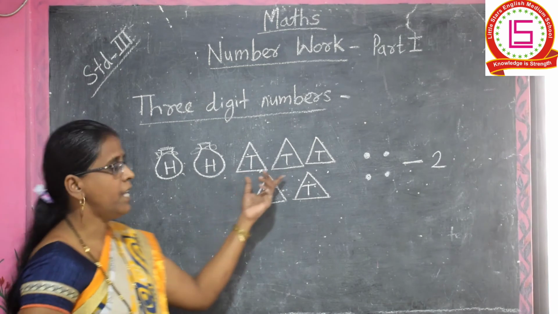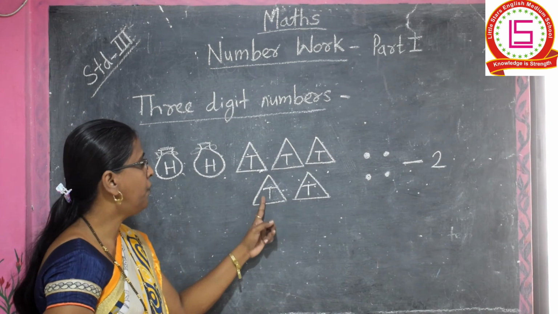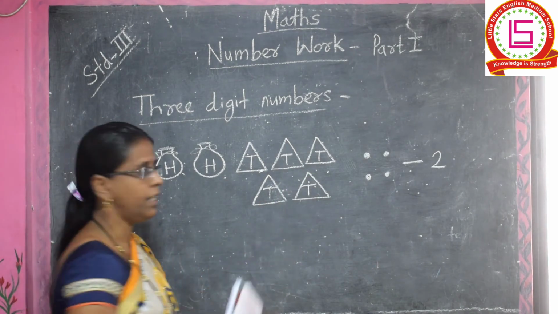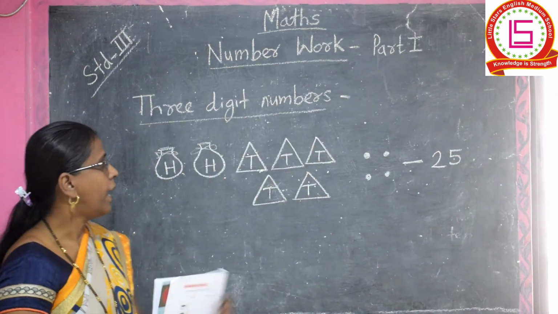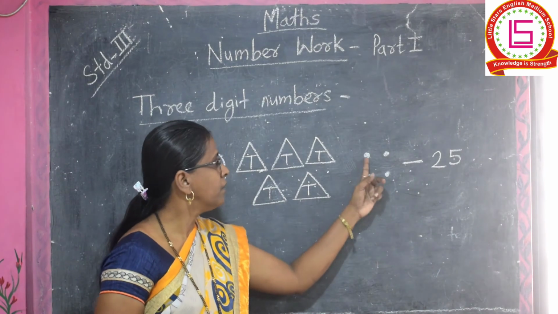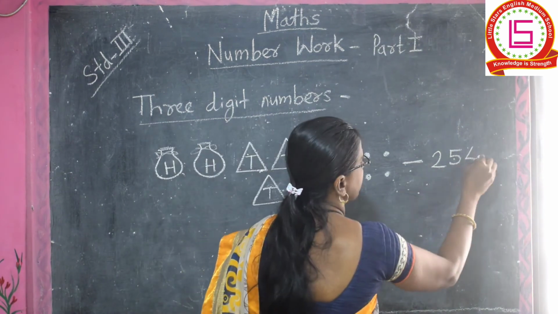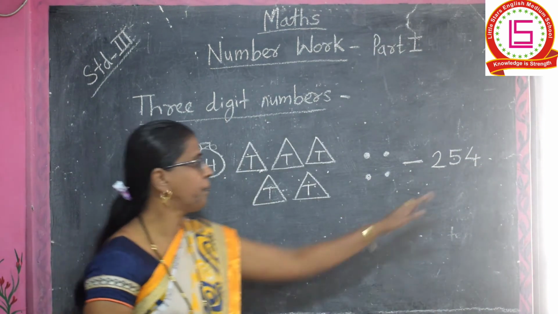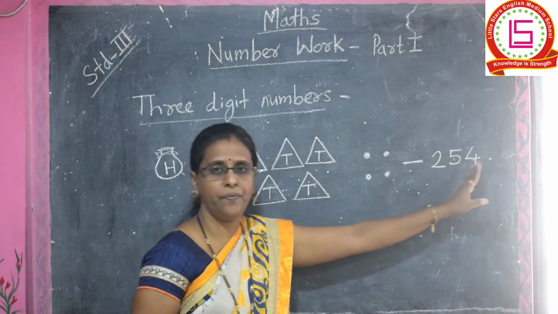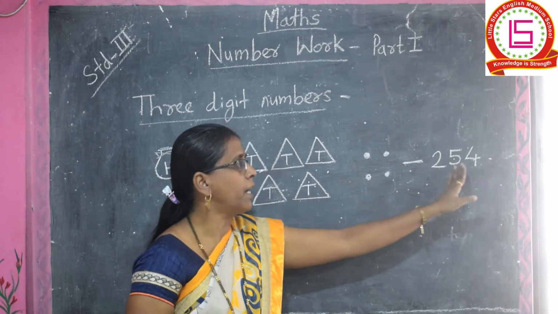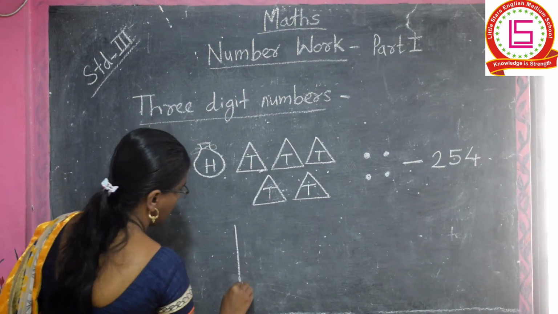Then see how many tens here. Count 1, 2, 3, 4 and 5. 5 tens here. Then write 5 at the tens place. And this one is the unit place. Then 1, 2, 3, 4. 4 single beads are here. So we write here 4 at the unit place. And what is the number? We get 254.